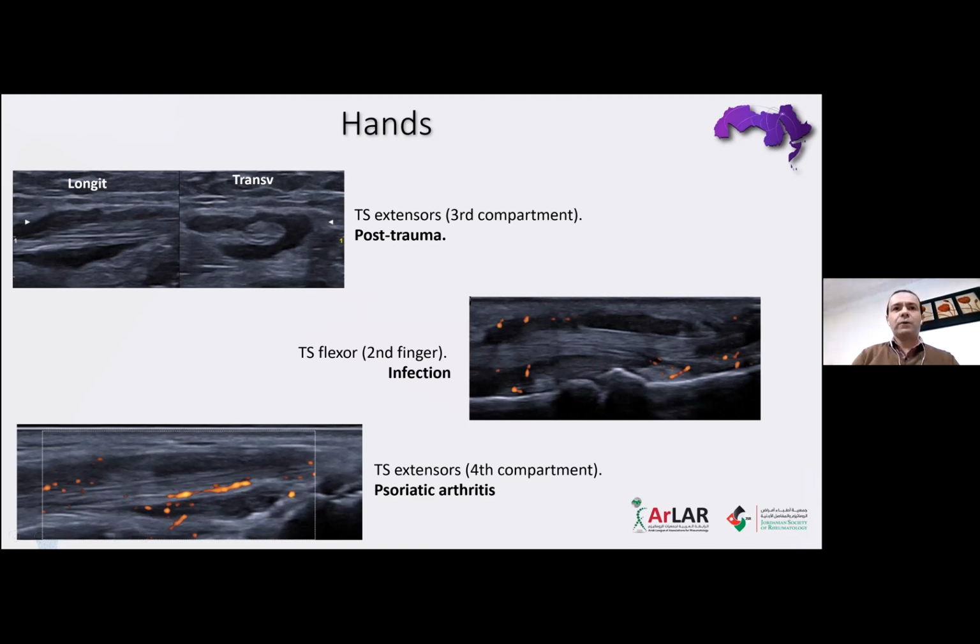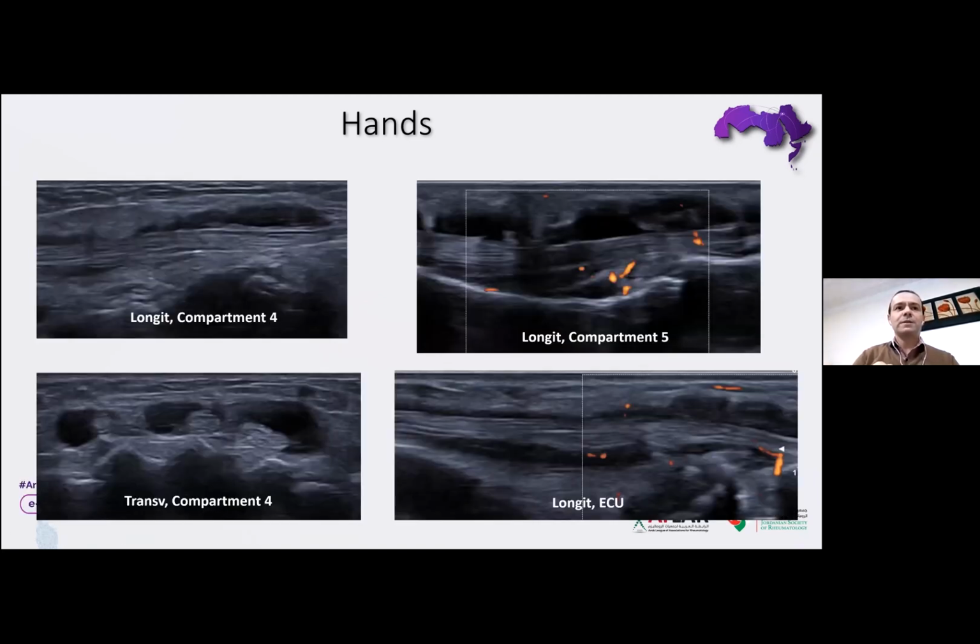Now we have some rheumatoid arthritis patients. On the left, you have, in the same patient, tenosynovitis of the fourth compartment seen on a longitudinal scan and on a transverse scan. Notice that we have a kind of separation of the fourth compartment tendons, which normally shouldn't exist. And this separation is due to the presence of inflammation between the tendons.